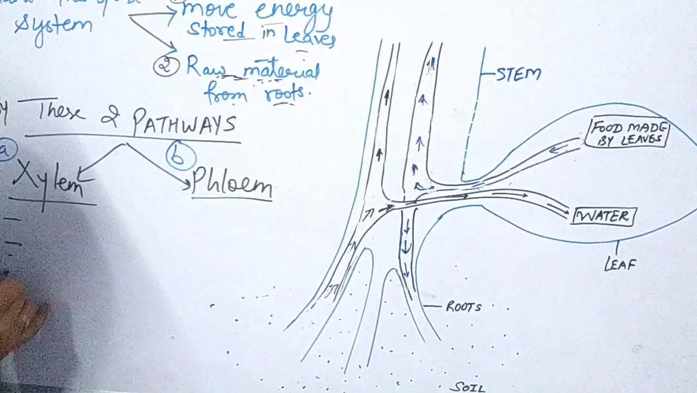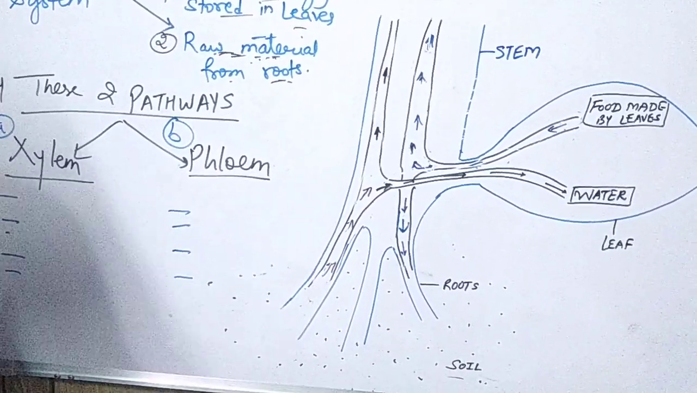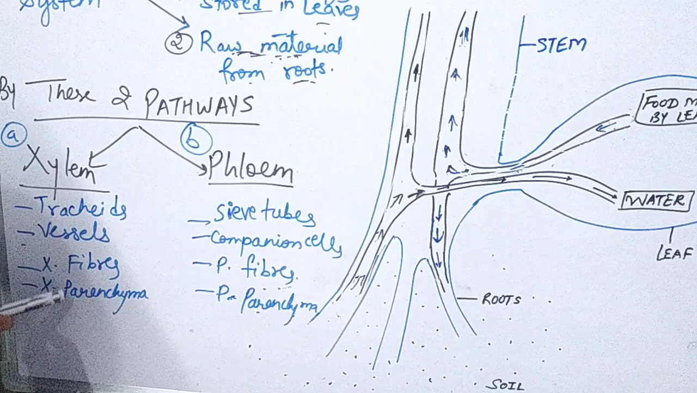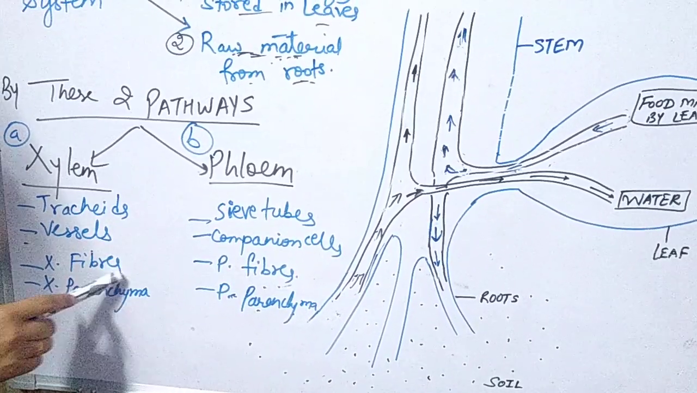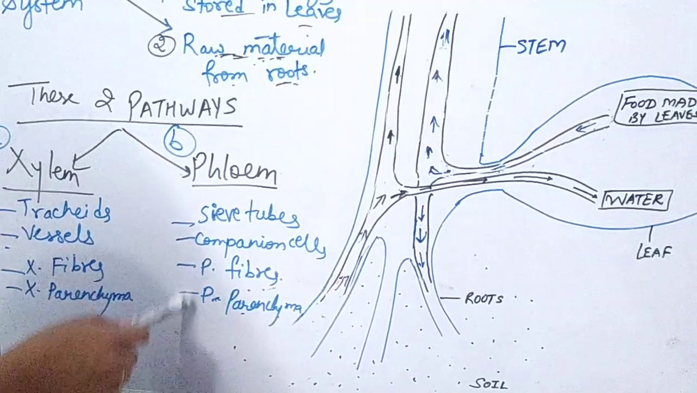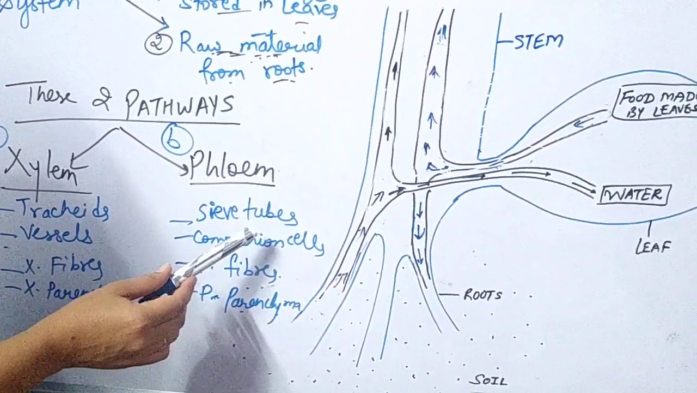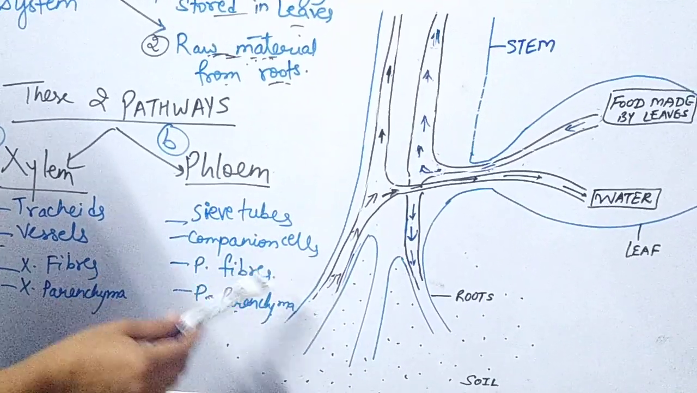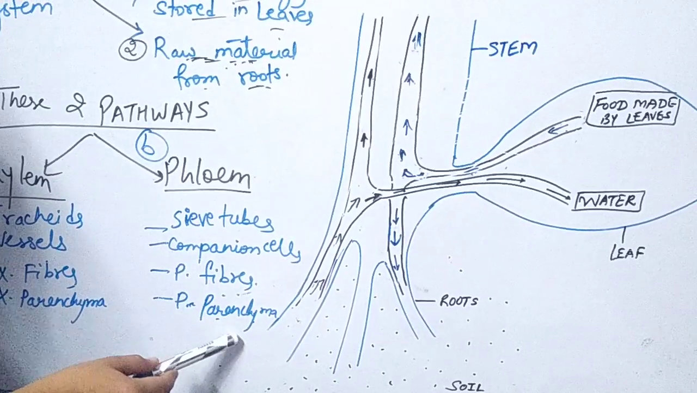There are 4 elements which form these complex tissues. You can see the 4 elements of xylem are tracheids, vessels, xylem fibers, and xylem parenchyma. The 4 elements of phloem, which help to transport the food to the upper parts of the plant and to the lower parts also, are sieve tubes, companion cells, phloem fibers, and phloem parenchyma.